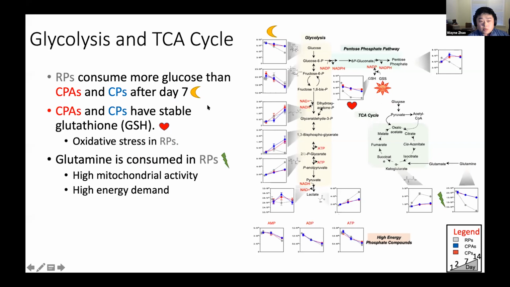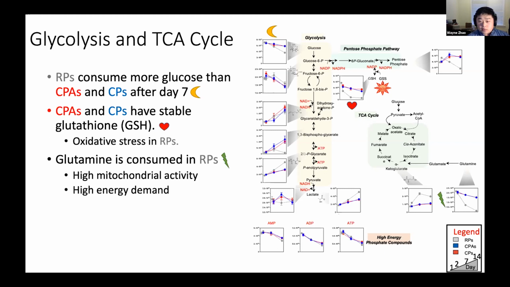So first, we looked at the glycolysis and the TCA cycle of our stored components. First of all, if you follow the half moon yellow symbol, that points to the glucose level during storage. And as you can see, the room temperature stored platelets consume more glucose than the cold stored platelets, beginning after 7 days. That's probably because their glucose concentration has been depleted.